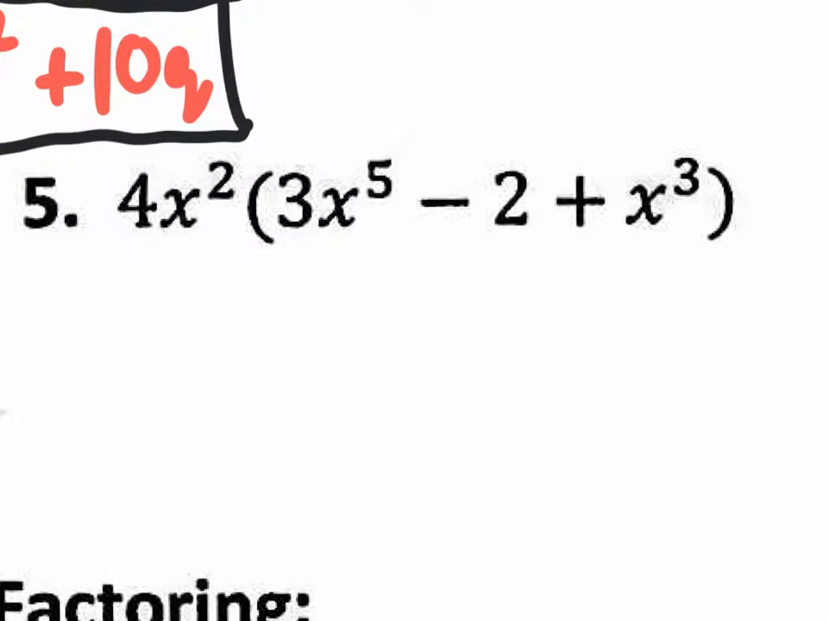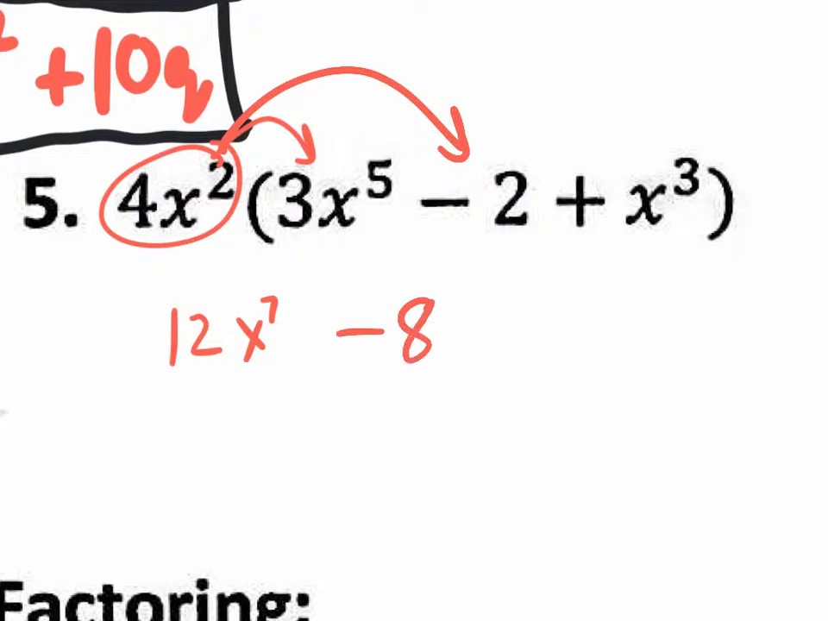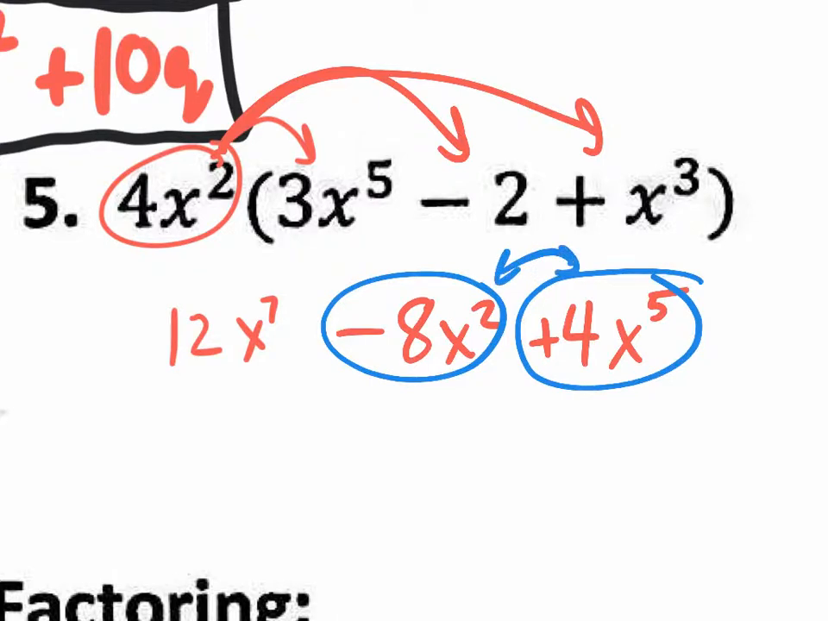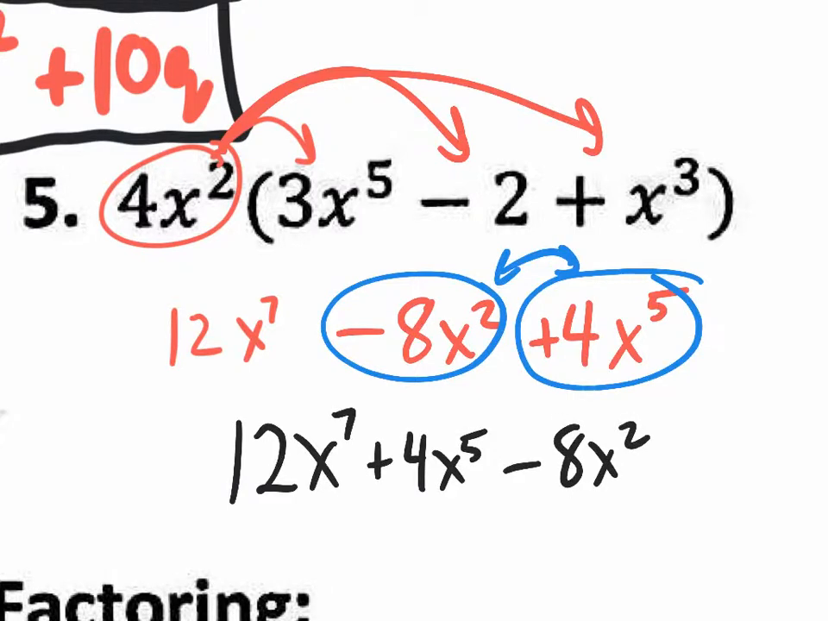So on this one, we're going to distribute the 4x squared times 3x to the 5th. 4 times 3 is 12. X squared times x to the 5th is x to the 7th. So let's distribute the 4x squared to the negative 2. That's negative 8, and you bring down the x squared. And 4x squared times positive x to the 3rd, that is positive 4x to the 5th. The only other thing to do is to write it in standard form, which means we're going to switch these two. Final answer is 12x to the 7th, that's the highest exponent, plus 4x to the 5th minus 8x squared.